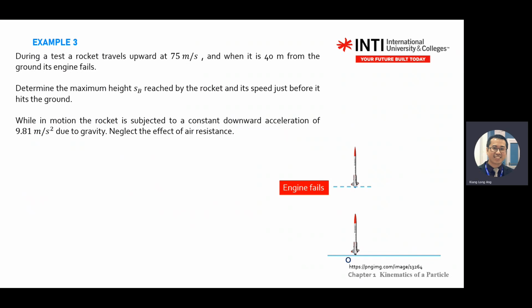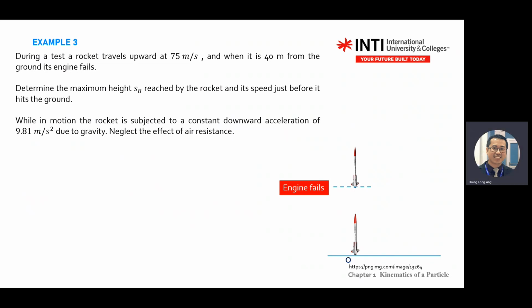Determine the maximum height that this rocket can reach and its speed just before the ground. There are two questions here. One, although the engine failed, the rocket will continue to move until there is no more power, meaning velocity 0. Make sense? It's still moving, although the engine failed. V is still there. You need to find the location where it reaches velocity 0. Then it goes down before it hits the ground. You need to find the speed.